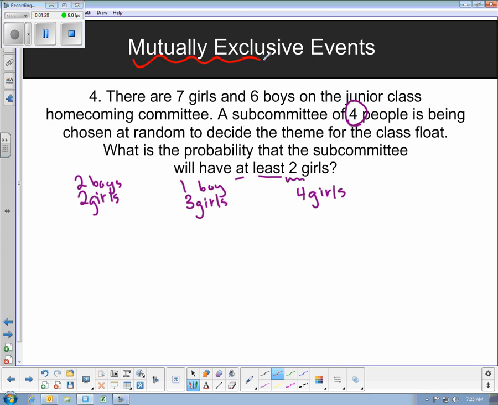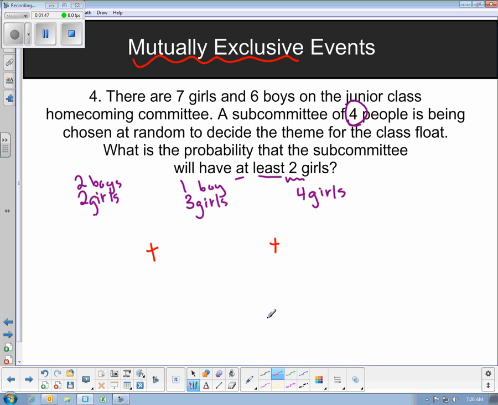We also know that we are going to add these probabilities, and the reason they're mutually exclusive is because we're happy with either one of these committees. We don't want all of these committees. We just want either one of them. We'd be happy if we had 2 girls, 2 boys, or 3 girls, 1 boy, or 4 girls. So we know we're going to add our probabilities. So we have 3 different probabilities here. We just have to add them together.